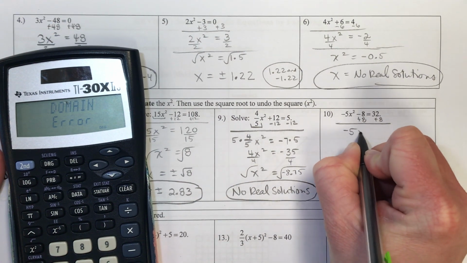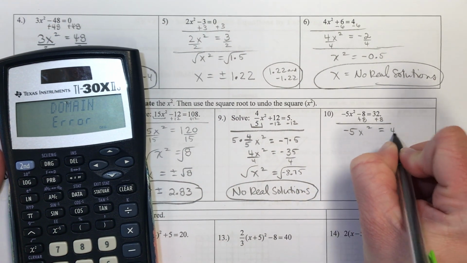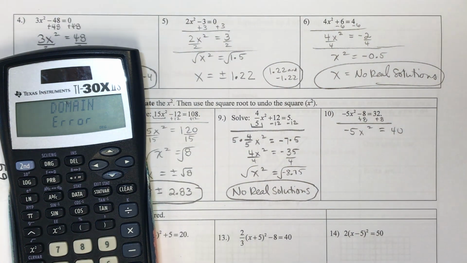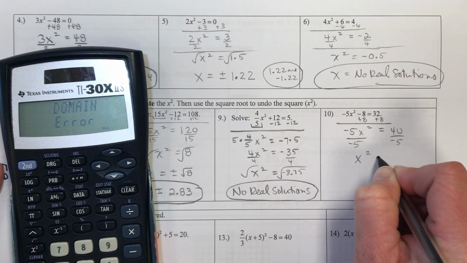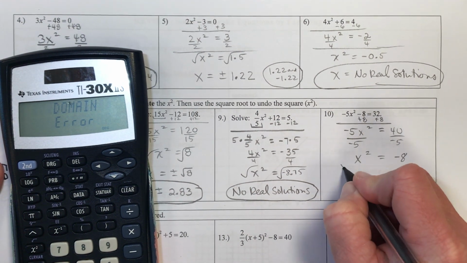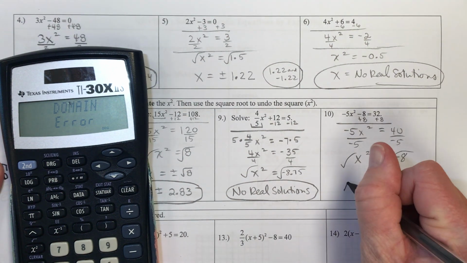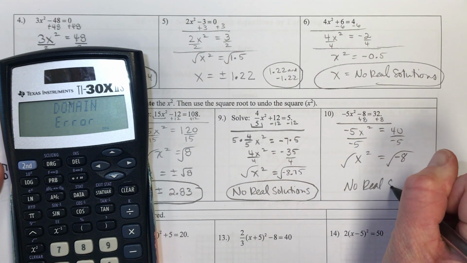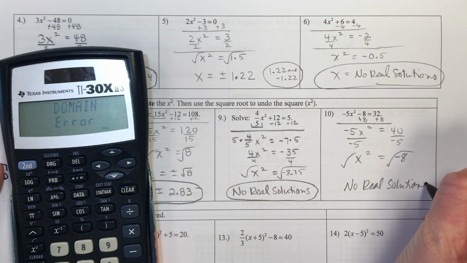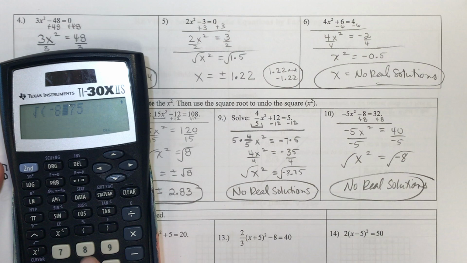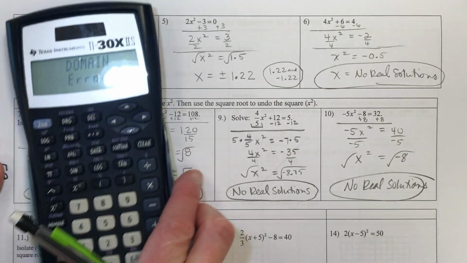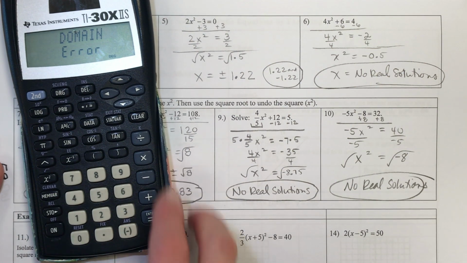And now for my last one here, I'm going to add 8 to the other side. And I have negative 5x squared then will equal 40. And if I divide both sides by negative 5, I get x squared is equal to negative 8. And again, if I take the square root of a negative, I'm going to get no real solutions. So notice how even if I got rid of that 0.75, I'll delete that decimal part. Notice again, you get that domain error.